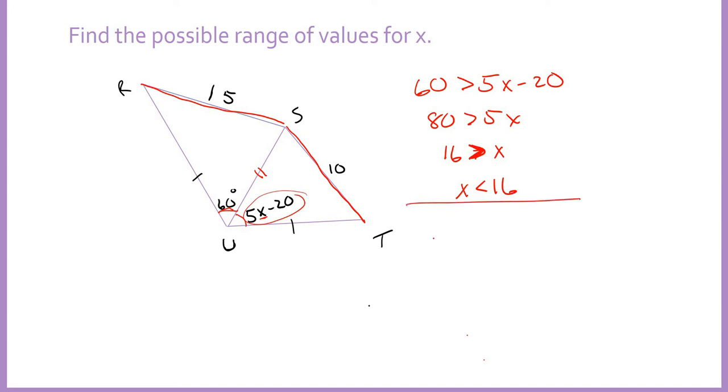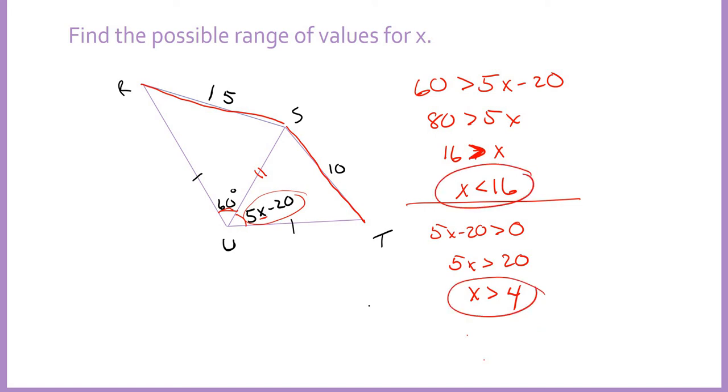But I don't know what the bottom range of x is, so I'm going to use one other fact, which is that we know that 5x minus 20 has to be greater than 0 because it's an angle. So it has to be greater than 0. So 5x has to be greater than 20 and x has to be greater than 4. So now I know that x is greater than 4 and less than 16. So I'm going to write it this way. That's our compound inequality where x is between 4 and 16.